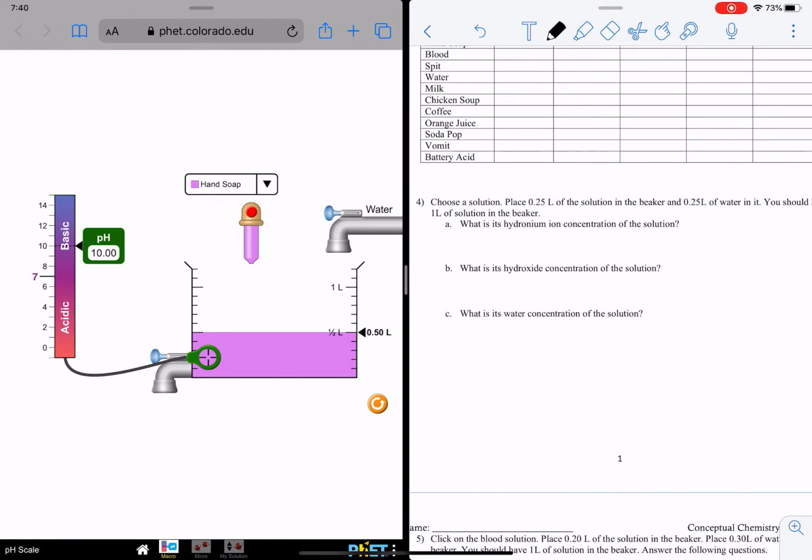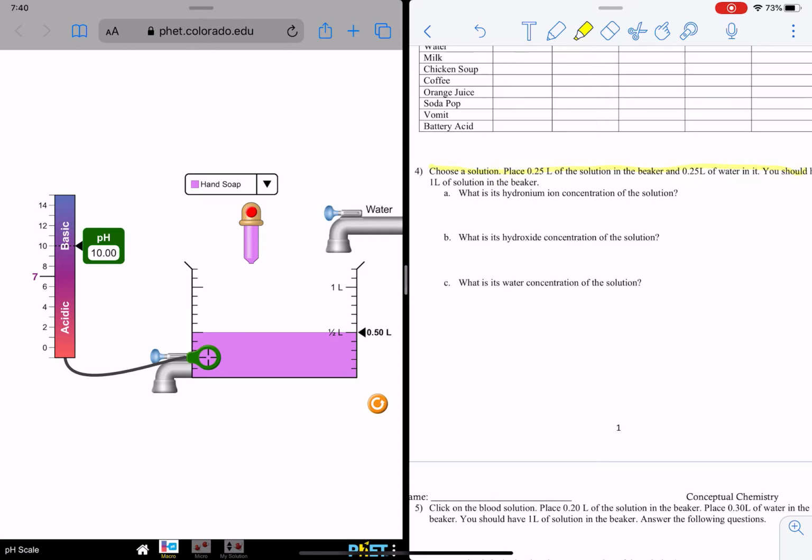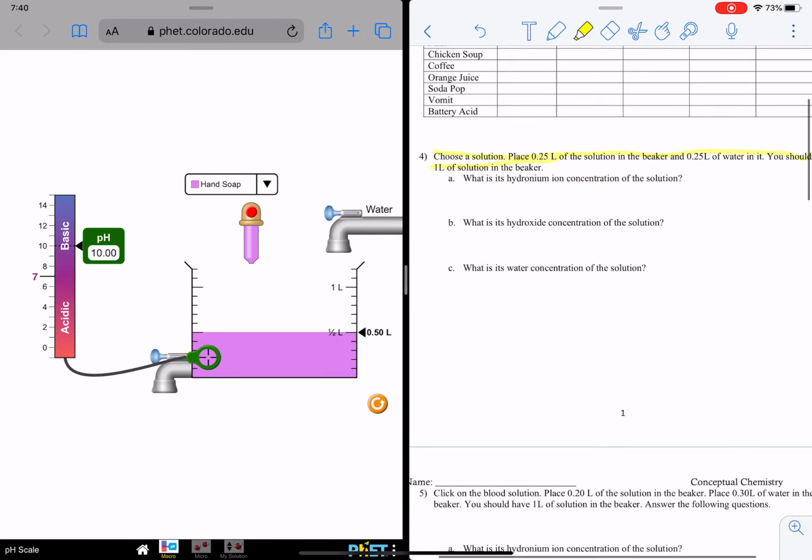Next, it tells you to choose a solution, it could be any of them, and place 0.25 of the solution in the beaker and 0.25 of water in it. You should have 1 liter of solution in the beaker. We have this pipette with the solution. We're going to go until 0.25. We have to go to 0.75, because we started at 0.5. Then we put 0.25 liters of water in it. There you go.